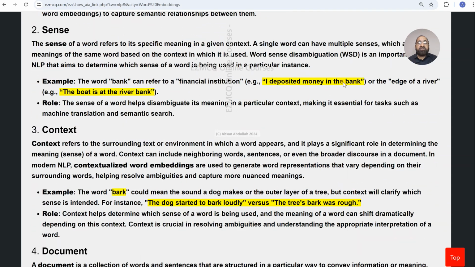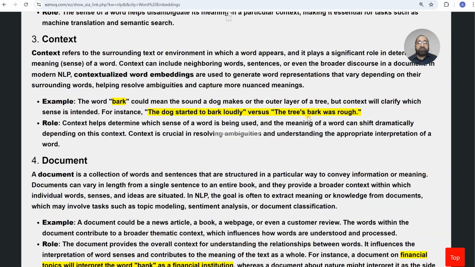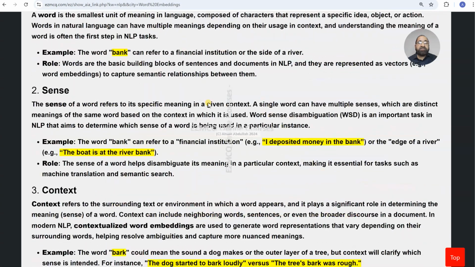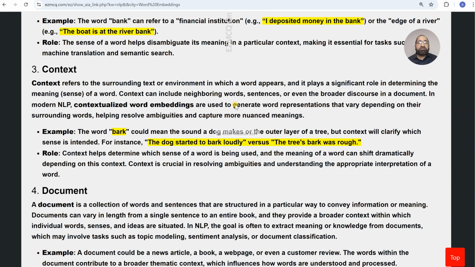For example, I deposited money in the bank, so of course I'm not talking of a river. The boat is at the river bank. So of course we know, or the machine will know, what is meant by the word bank used over here. And in the context, these are contextualized word embeddings. The word bark could mean the sound a dog makes, or it could be the skin of a tree, as in the tree's bark was rough. So this is the sense, the meaning associated with it in this context.